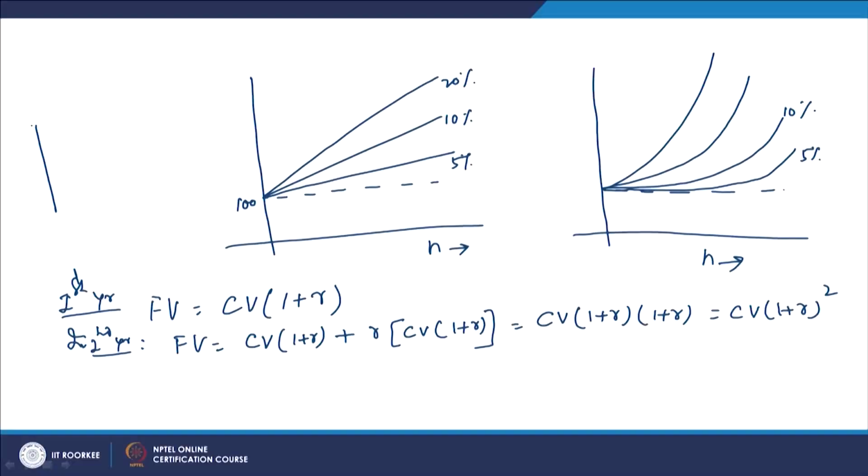This way your future value will go on changing, and at the end of n years, you have a general formula: if the term of maturity is n years, in that case it will be FV equals CV into 1 plus R raised to the power n. So that is how you calculate this future value.